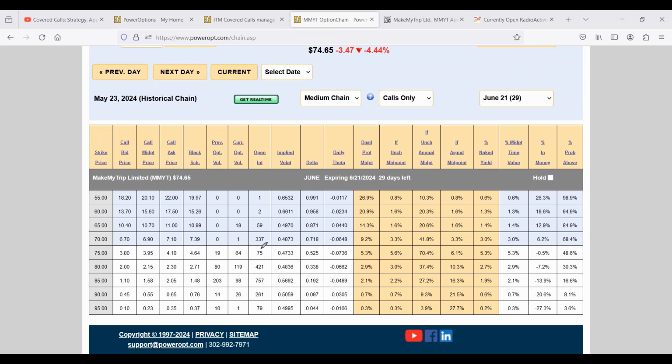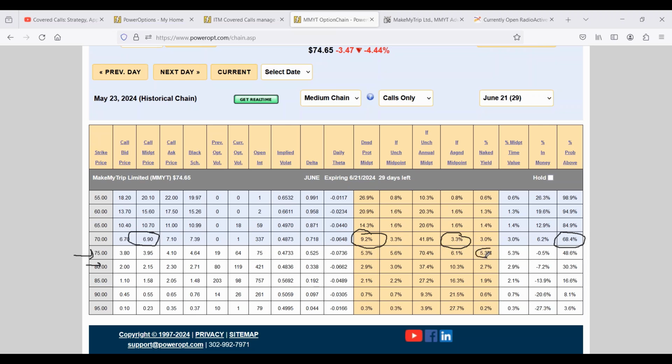The 70 strike, still pretty good for an in the money, a 9% downside protection with a midpoint price of 6.90, and still a 3.3% if assigned if the stock had stayed above 70 to June expiration with a 68.4% probability. But based on your question, how to handle in the money calls and covered calls, Joseph, meaning that I think you sold an out of the money call, maybe the 75, maybe the 80, but now the stock has moved up and your position is in the money.